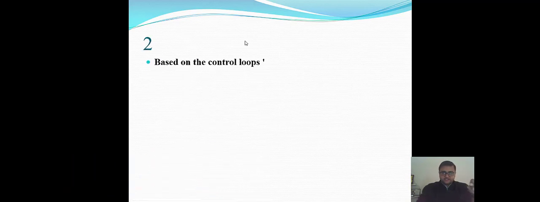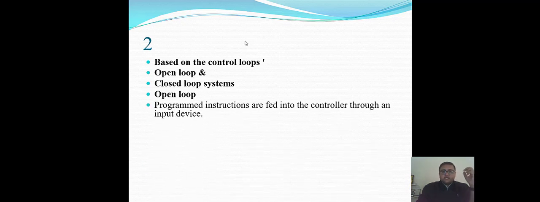Classification of CNC tools. The first classification is based on the tool motion, which we have already covered in the last lecture, and right now we are going to discuss the second classification, which is based on the control loops. So there are two types of loop, open loop and closed loop system. In case of open loop system, the programmed instructions are fed into the controller through an input device.